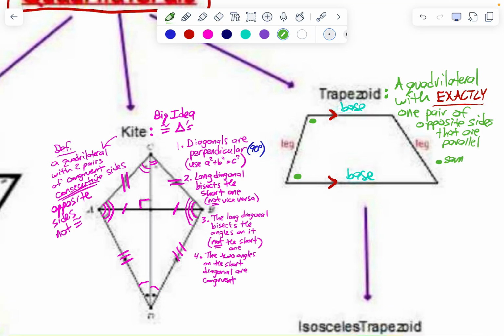So we call those same side base angles supplementary. Actually, I'm just going to say they add to 180. Add to 180, which is supplementary. Okay, we have two pairs of those, so the green ones and the blue ones in my picture add up to 180.